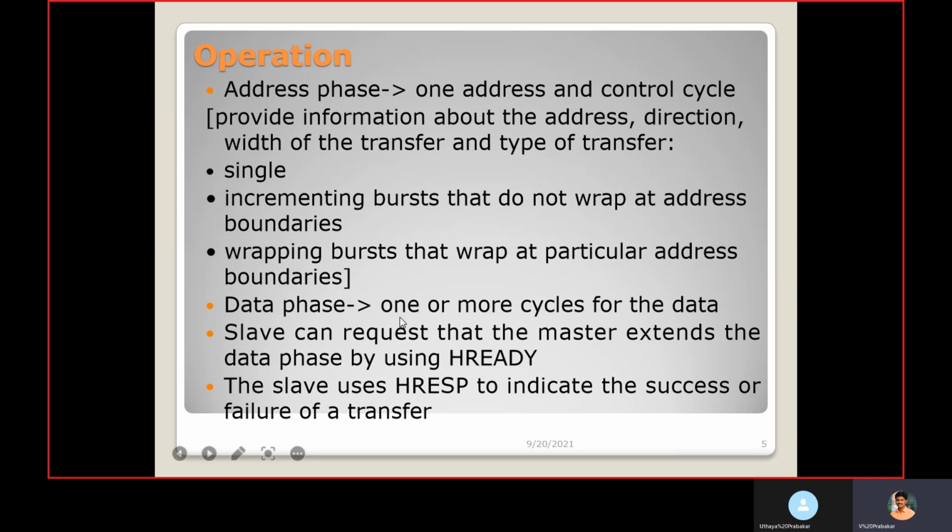Then in the data phase, there are one or more cycles for data. The address phase will happen in one cycle, and the data phase will happen in one or more cycles. The slave can request that the master extend the data phase by using HREADY. So HREADY is a slave to master signal. When this signal is low, it requests the master to extend the data phase for the next cycle. The slave uses HRESP to indicate the success or failure of the transfer.